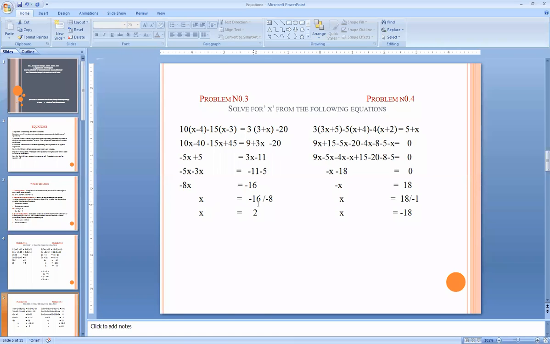Therefore, x equals minus 16 divided by minus 8. Both minus and minus get cancelled. 16 divided by 8, the value of x is 2. Therefore, this is how to calculate the value of x.